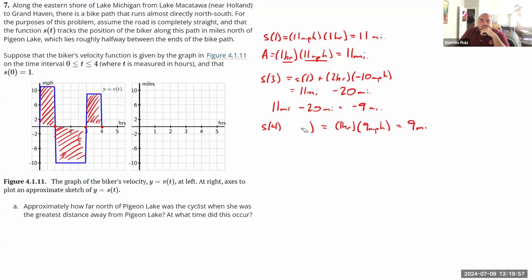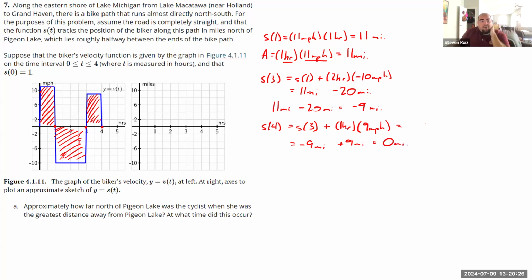Same situation here. S of 4 is going to be equal to, I'm calling my initial position S of 3 plus my change in position from hour 3 to hour 4. So what was my position at hour 3? It was -9 miles plus 9 miles. So at this time, I ended up right where I began.